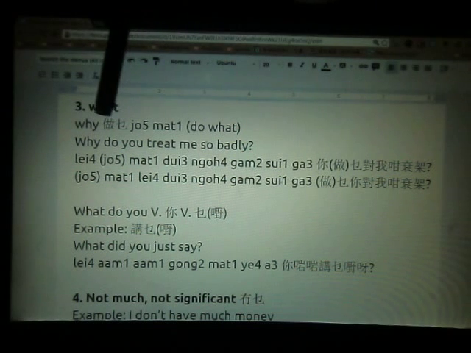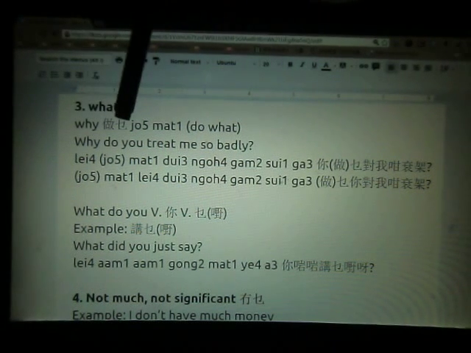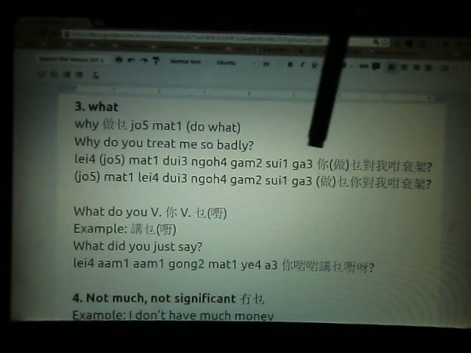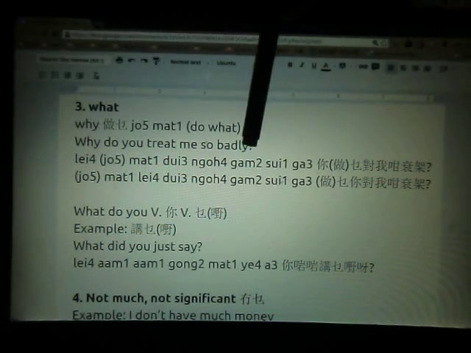And the third meaning of 乜. For example, we ask a question of why. So how do you ask a question of why using the word 乜? We say something like do what. For example, why do you treat me so badly?